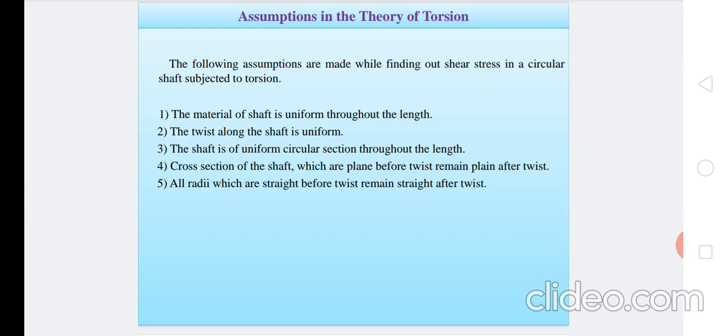That means the twisting angle along the shaft is uniform. The next point: the shaft is of uniform circular section throughout. Next point: cross sections of the shaft which are plane before twist remain plane after twist. So before twist and after twist the cross section of the shaft is the same, and all radii which are straight before twist remain straight after twist. That means all radii are the same before and after twist.